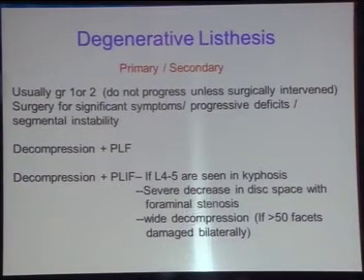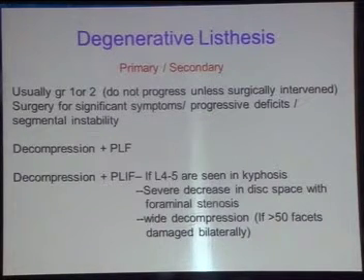And degenerative listhesis, another type of listhesis. If there is no angular relation, as I mentioned, you can go for a simple posterolateral fusion, in situ fusion and decompression. But if there is an angular relation, it is better to do an interbody fusion.